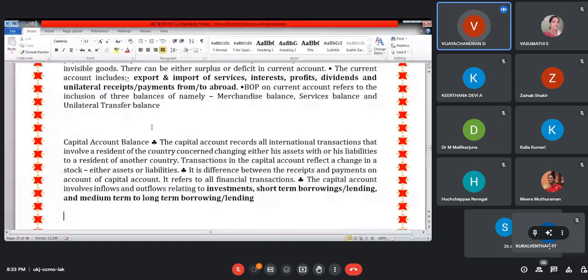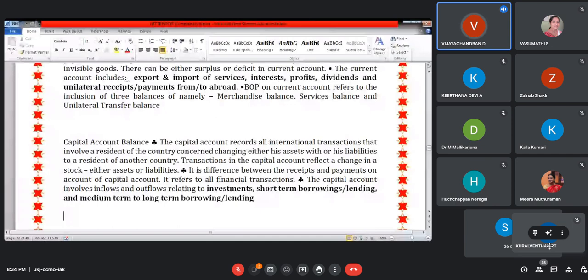So in the capital account, again I'm telling, the borrowings, the lending of money, the investment, the medium term loan, everything comes. But the interest on the loan will not be in the capital account. You should be very, very particular in your answer. So yes, you are lending money, that will be in the capital account. What is the interest? That will be shown in the current account, not in the capital account.